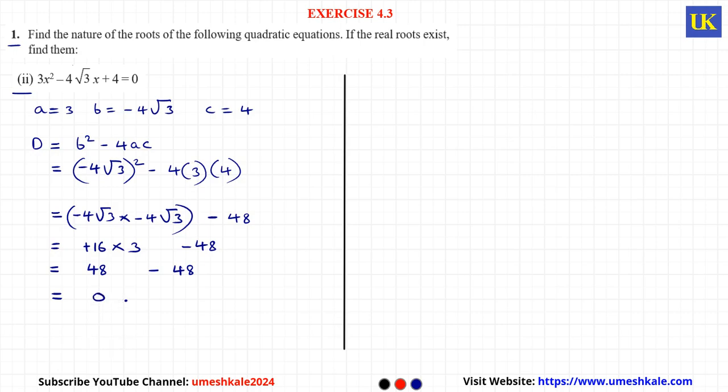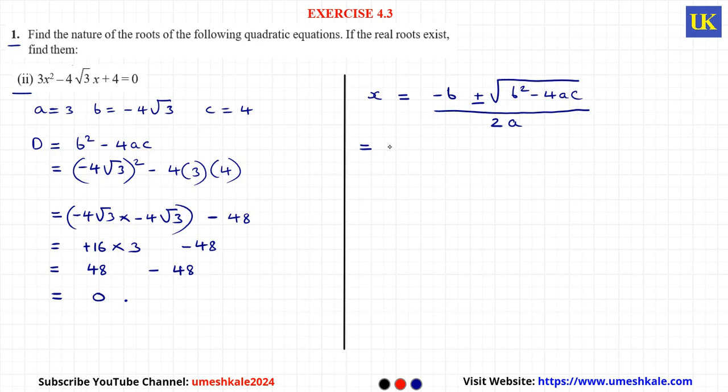0 means we will be getting equal and real roots, the second option that we saw in the introduction. So because we will be getting equal and real roots, now we have to go and find the answer for the quadratic equation using the formula method. So the formula is x is equal to minus b plus or minus under root b square minus 4ac, upon 2a. Now x is equal to minus b.